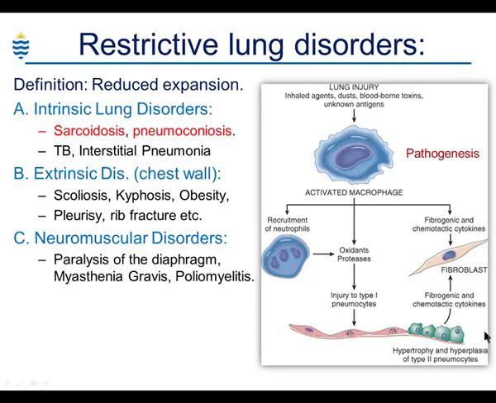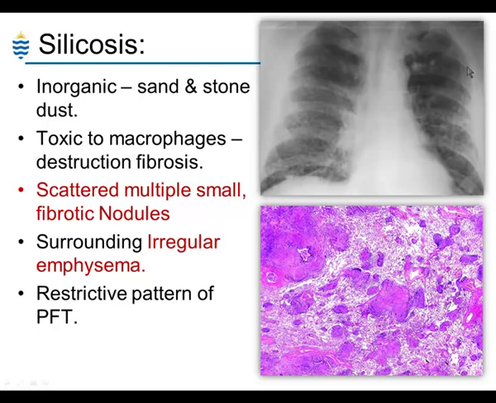Destruction and fibrosis, that is the pathogenesis. Now silicosis, briefly: silica, sand and stone dust mining, scattered multiple nodules of fibrosis, round scars which appear on the X-ray as fine granules, and microscopically rounded scars surrounded by irregular emphysema. The scarring pulls the alveolar walls and ruptures. Okay.